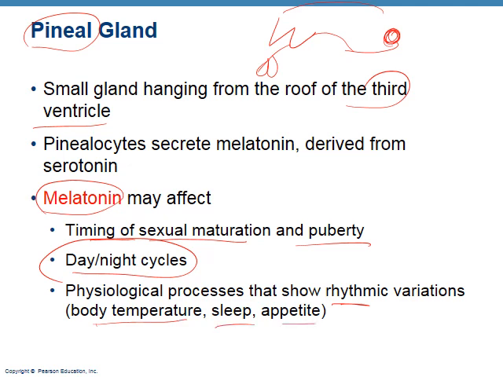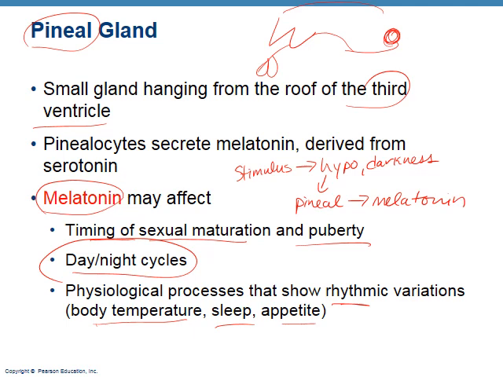So this one's kind of hard for us to think about, but if you want to think about the stimulus, so what causes your pineal gland to release melatonin? The stimulus is your hypothalamus, and also they think darkness, if it's dark. Then this hypothalamus triggers your pineal gland to release melatonin. Then that melatonin cycles back to your hypothalamus and says, sleepy.